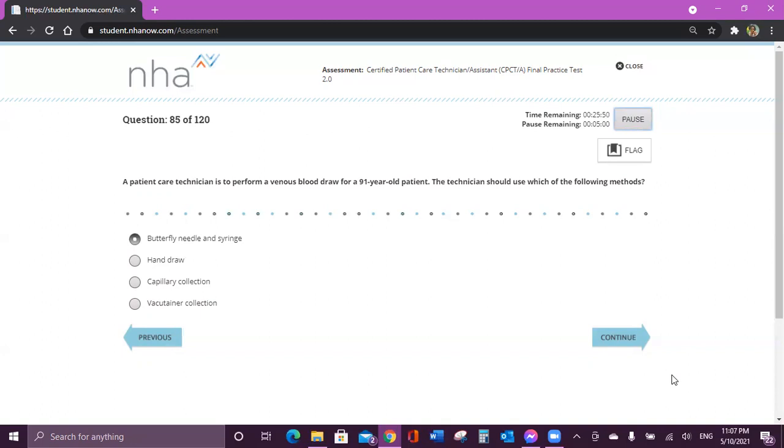A patient care technician is to perform a venous blood draw on a 91 year old patient. The technician should choose which of the following methods. A butterfly needle and syringe.